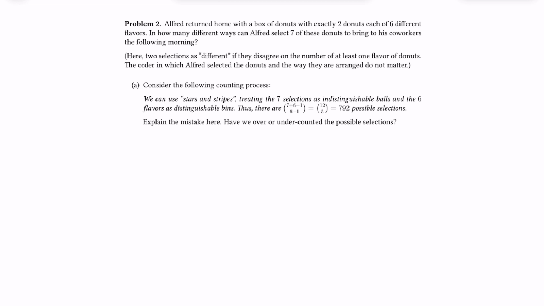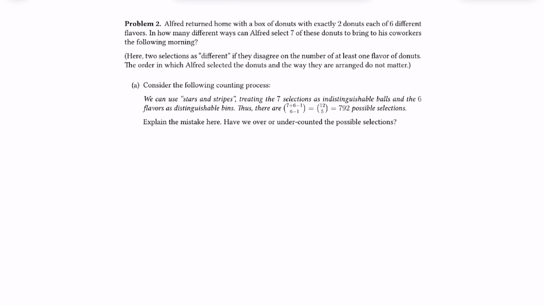Hi CS2800 students, my name's Robin and I'll be walking you through the beginning of problem 2. In this problem, our old friend Alfred has bought a box of donuts, and in this box there are 6 different flavors with 2 donuts per flavor. We're trying to figure out how many different ways he can select 7 of these donuts to bring to his coworkers the following morning. Here, 2 selections will count as different if they disagree on the number of at least 1 flavor of donuts, and we should note that the order he chooses them and the way that they're arranged don't matter, so those don't count.